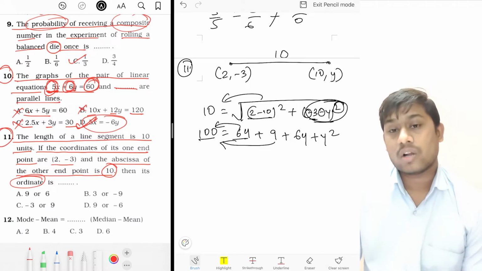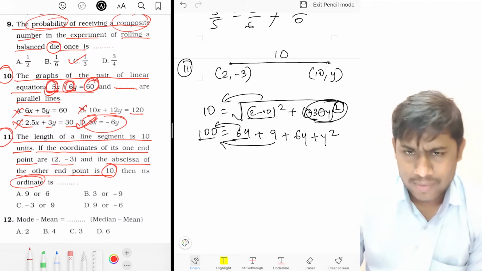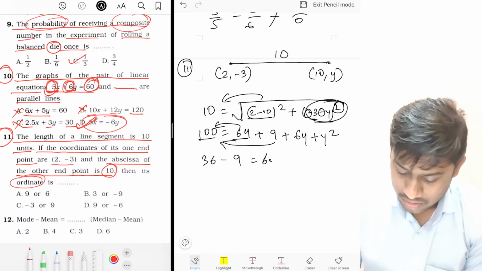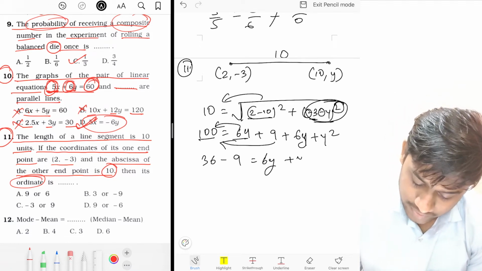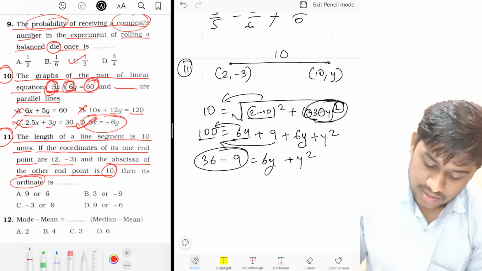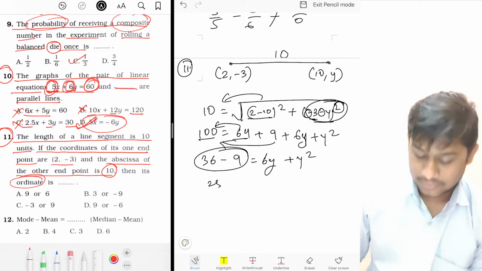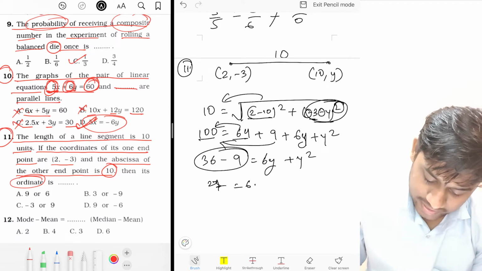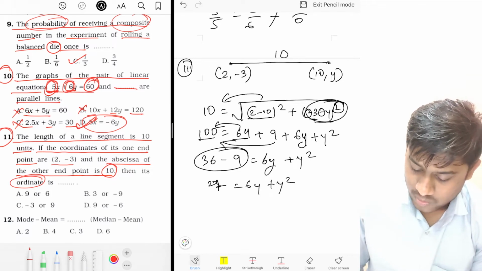So 100 minus 64, what do we have? Do you remember? No? Okay, don't worry. 36, and minus 9 is equal to 6y plus y square. So how much do we have finally? We have 27, right? Is equal to 6y plus y square.